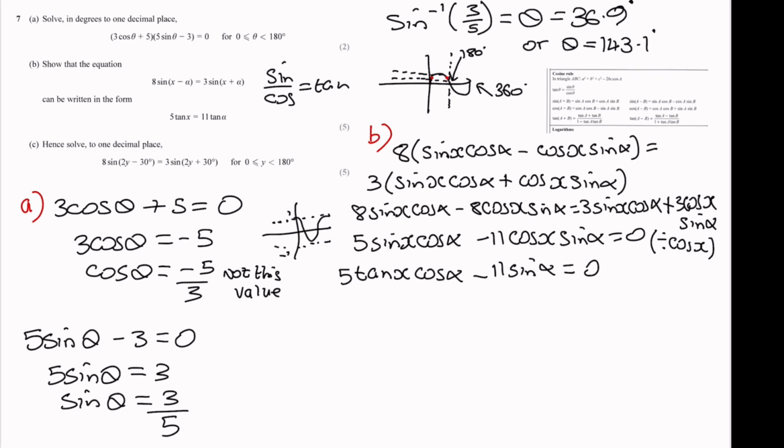Now, I can now divide through by cos alpha, as that's going to give me the tan alpha that I need in this second term, and it's also going to cancel with this first term. So 5 tan x cos alpha divided by cos alpha is just 1, so that cancels, minus 11 tan alpha equals 0. And then to write it how it is in the question, take the 11 tan alpha over to the other side, so we've got 5 tan x equals 11 tan alpha.